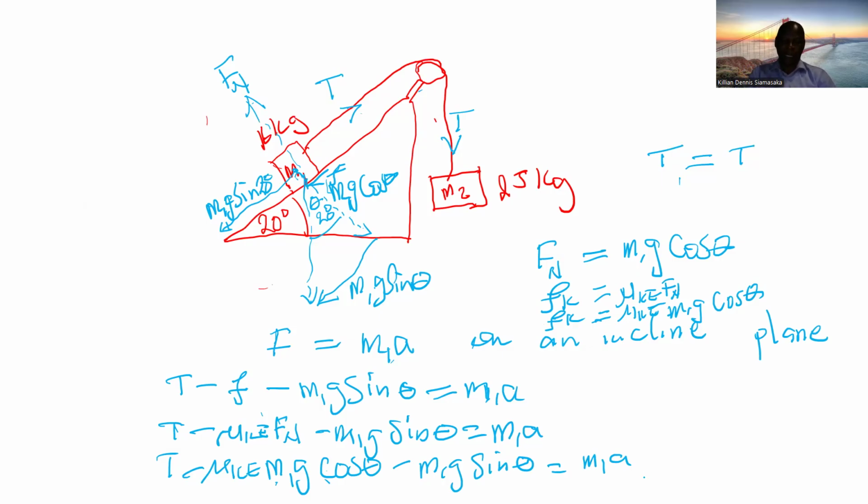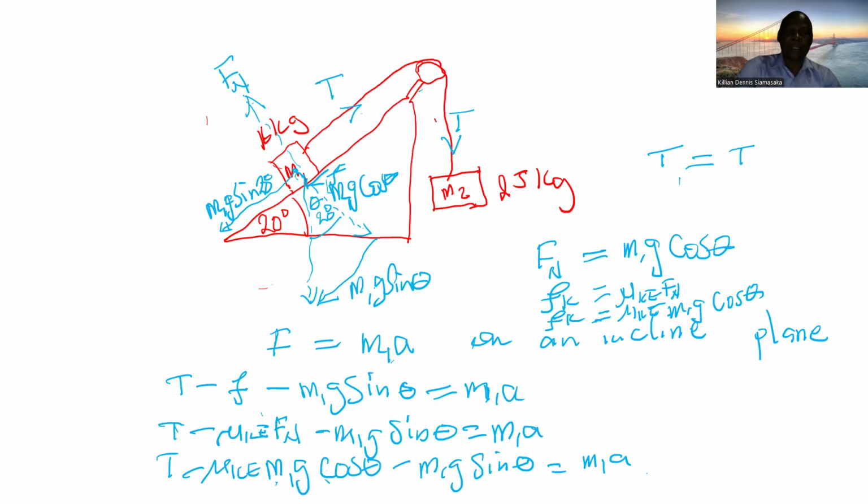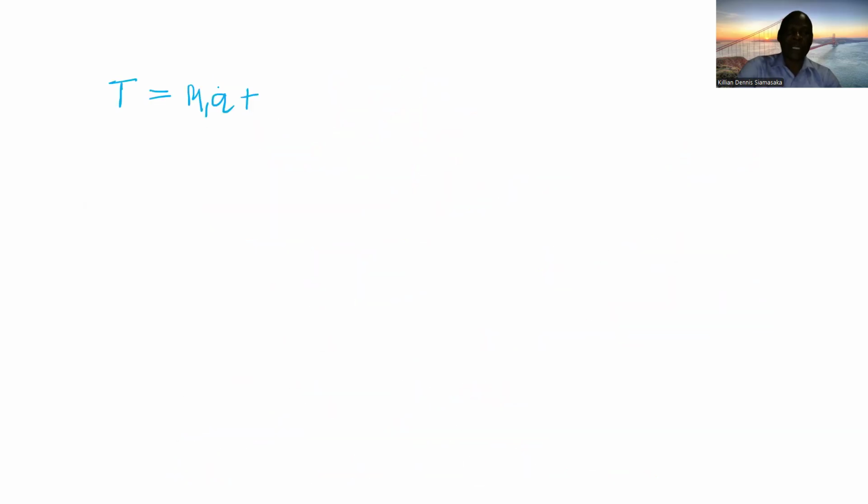And so we have come up with one equation here. We can make T the subject of the formula. If we make T the subject, it means that you're going to have mass 1 times acceleration. And the term that was negative beside mu, the coefficient of kinetic friction multiplied by m1 g cos theta, will be positive when it comes to this side.